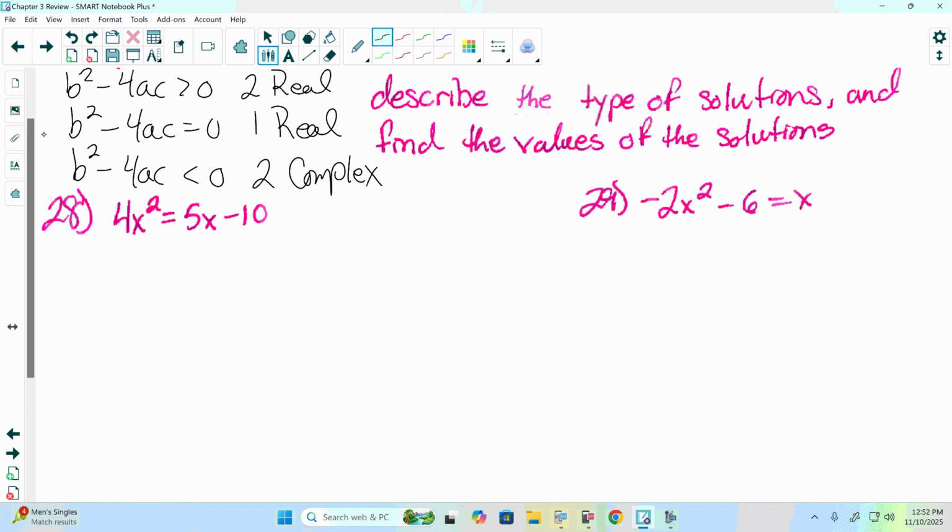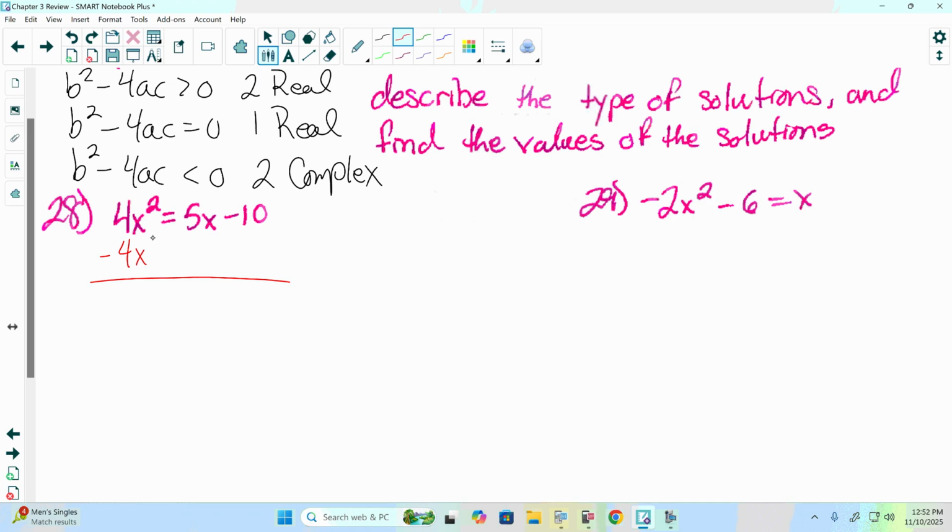28 or 29? 28. 4x squared equals 5x minus 10 is what we're going to look at. With these, we have to make sure that the equation is equal to 0. If it doesn't, we have to get everything on the same side. That's the goal. So 4x squared equals 5x minus 10.